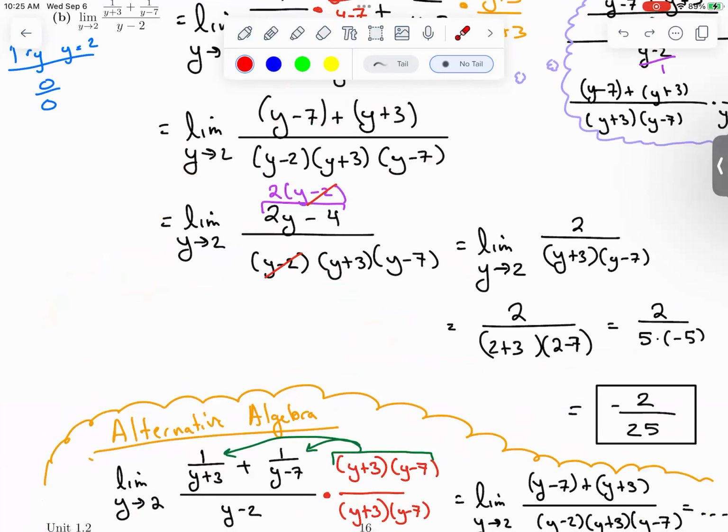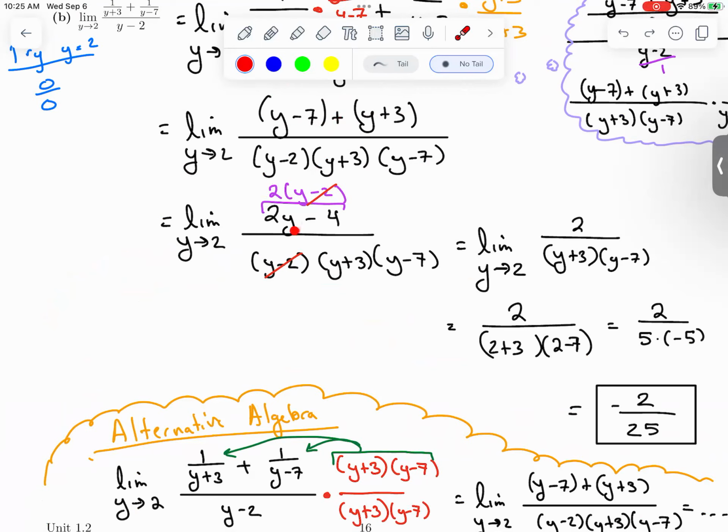And so we cannot cancel the y minus 7s or the y plus 3s right now in the numerator, because they are joined together by a plus. The y minus 7 and the y plus 3, those are terms right now in the numerator. So they cannot be canceled because they're not factors. But we can combine them.